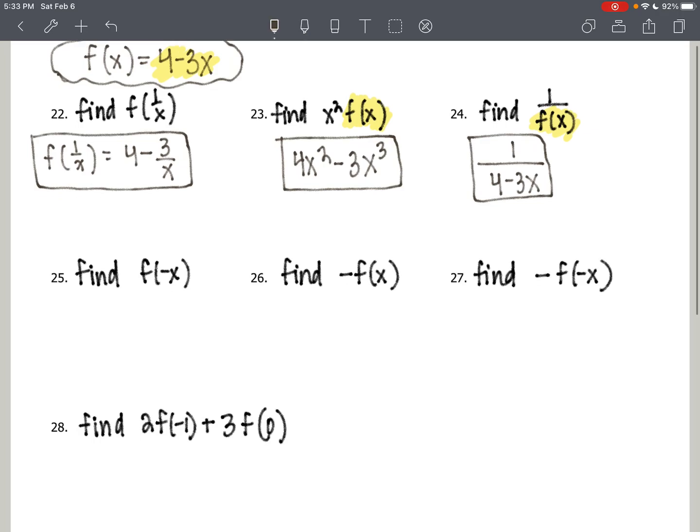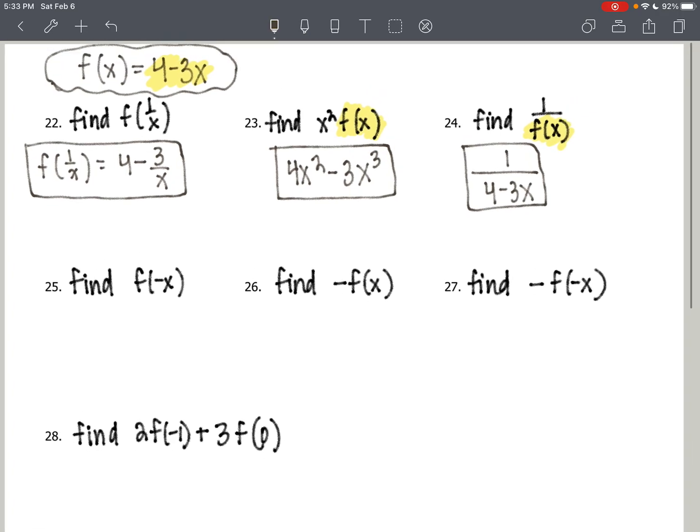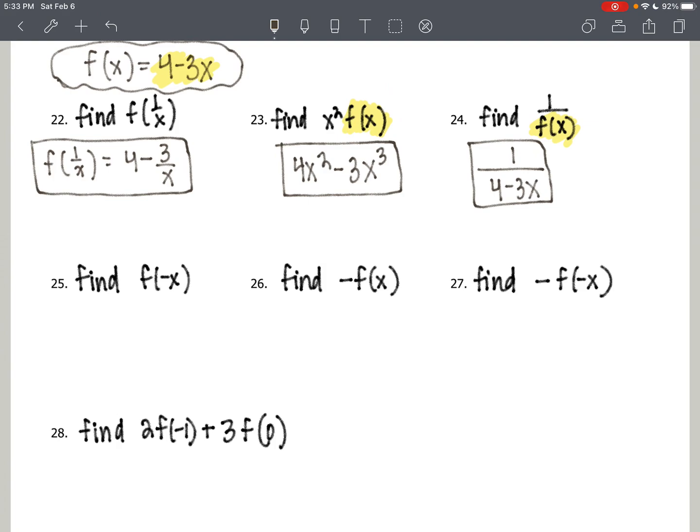Okay, 25, f of negative x. This one we should be very familiar with. Actually, most of them you might be very familiar with. So if you just want to try these and then come on back, you can do that too. F of negative x is going to be 4 minus 3 times negative x, which is 4 plus 3x.